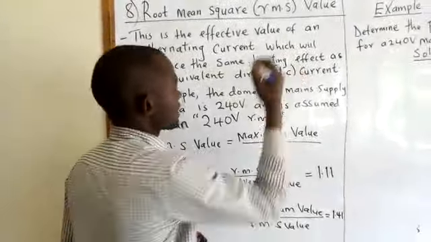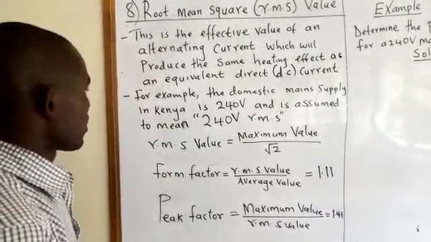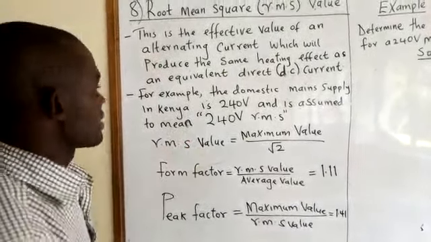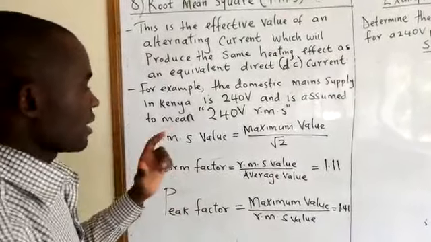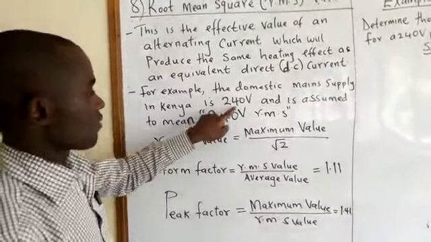For example, the domestic main supply in Kenya is 240. We know a single phase power line has got 240 volts.